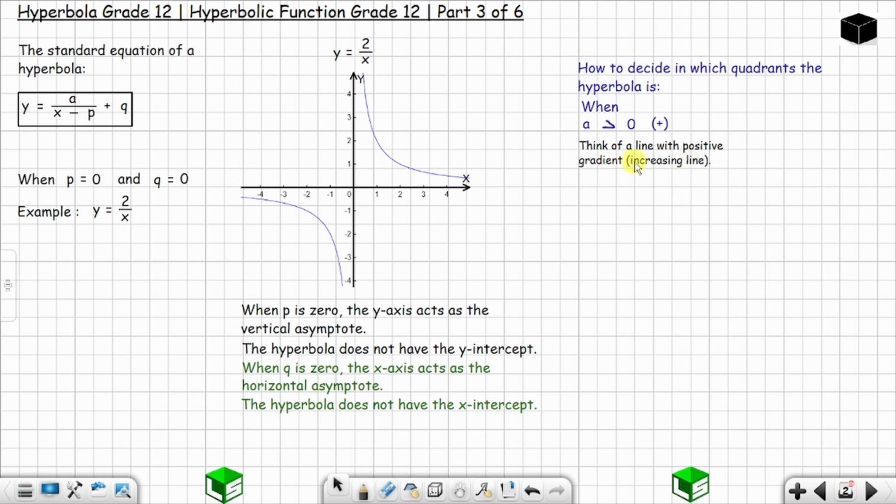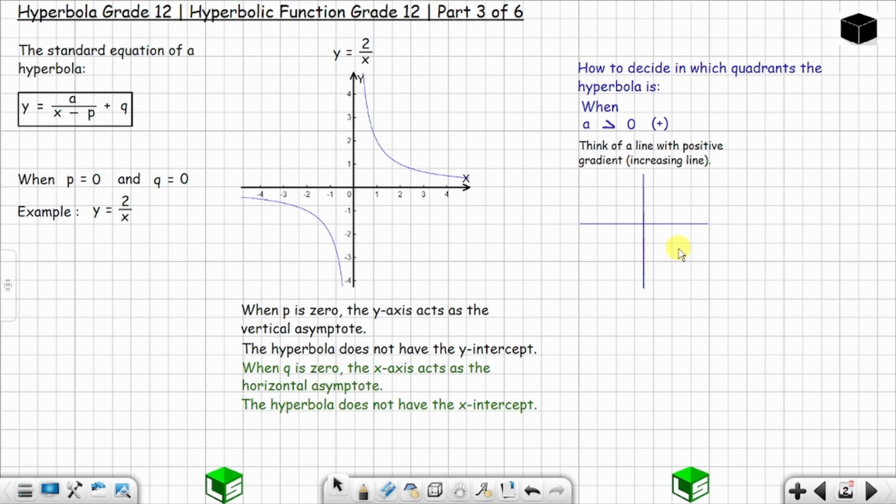That is a line which is increasing or a line which is rising. So to do that, you have to identify your horizontal asymptote first and your vertical asymptote. After you identify your horizontal asymptote and your vertical asymptote, now you have 4 quadrants. You can see 1, 2, 3, 4. The quadrants are always formed by the vertical asymptote and the horizontal asymptote.